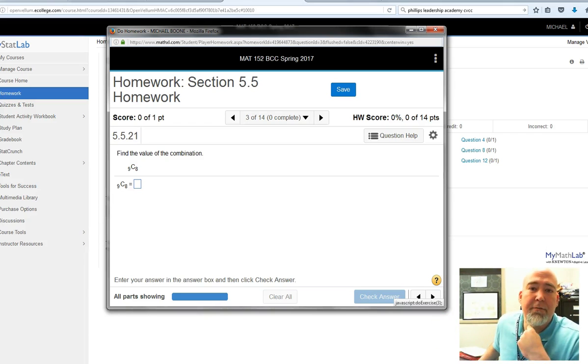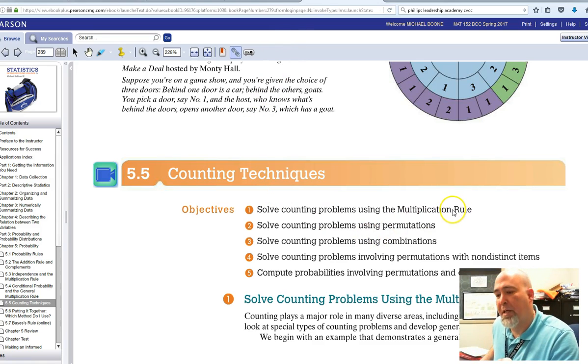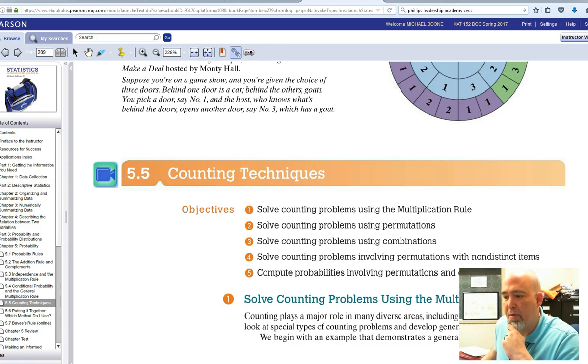All right, so in section 5, we're talking about different counting techniques: the multiplication rule, permutations, combinations, non-distinct items, and problems involving permutations and combinations. So let's look at a couple of these and maybe some of the formulas that go along with them. Again, I'm going to suggest that we use technology to push us along with these. We'll get back to those.